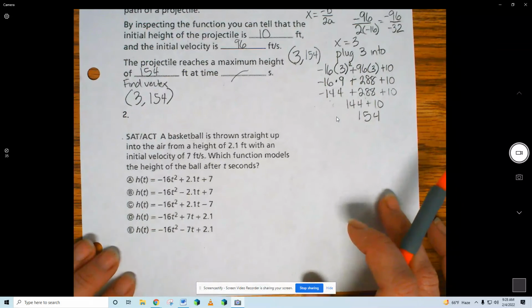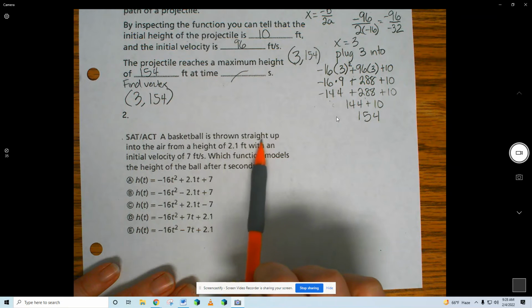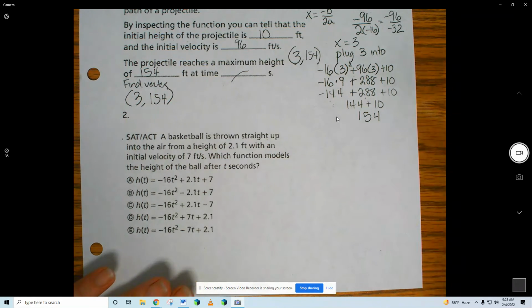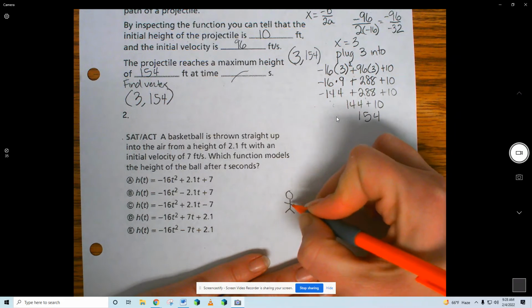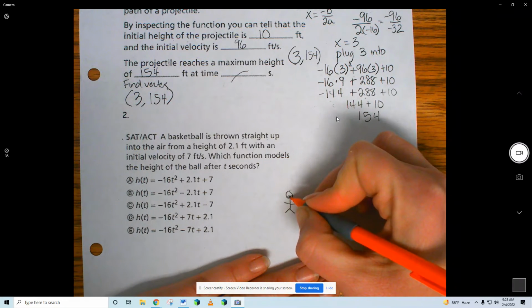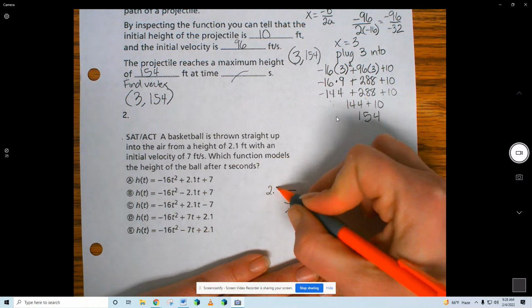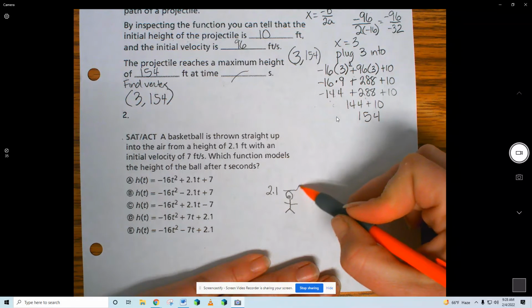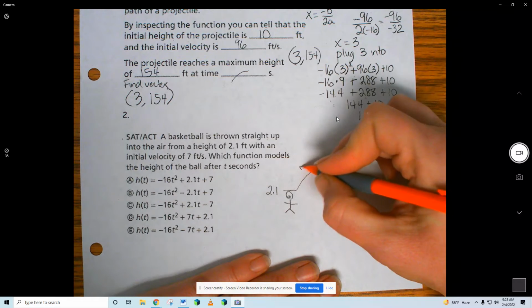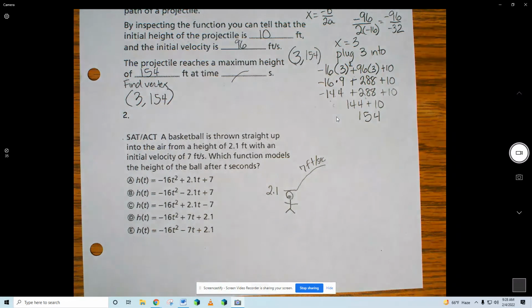All right. Number 2. A basketball is thrown straight up into the air from a height of 2.1 feet. This is like a little baby, 2 feet tall, with a little pacifier in its mouth. Okay. It's 2.1 feet tall. It throws it at a velocity of 7 feet per second. Strong baby.